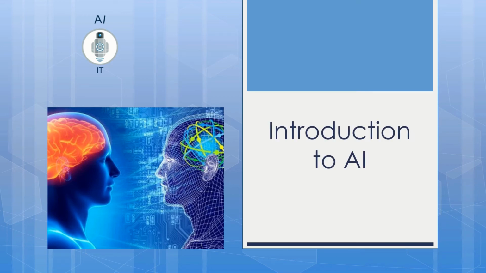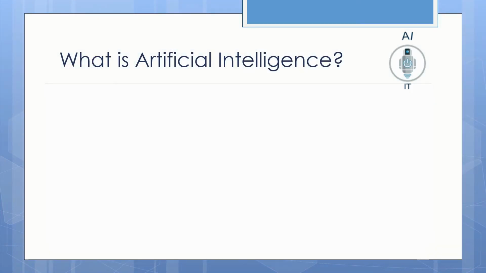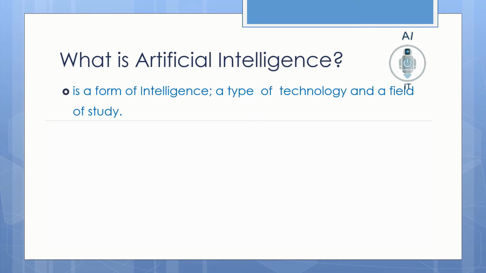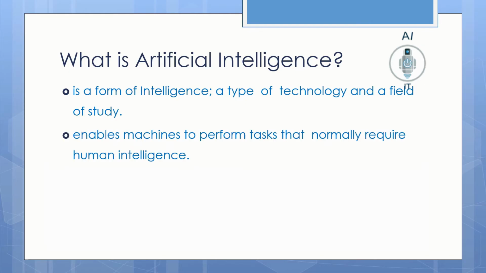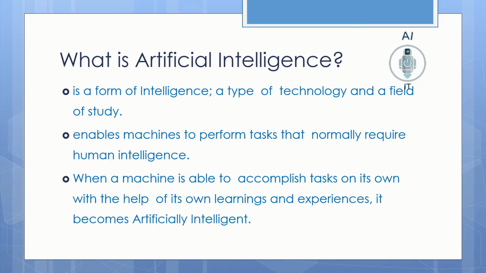In this session, let us revise the basics of artificial intelligence. We all have seen the definition of artificial intelligence as a form of intelligence, a type of technology, and a field of study. It enables machines to perform tasks that normally require human intelligence. When a machine is able to do tasks on its own, with the help of its own learnings and experience, then we say that it becomes artificially intelligent. Now, this is what we learned in the previous lesson.